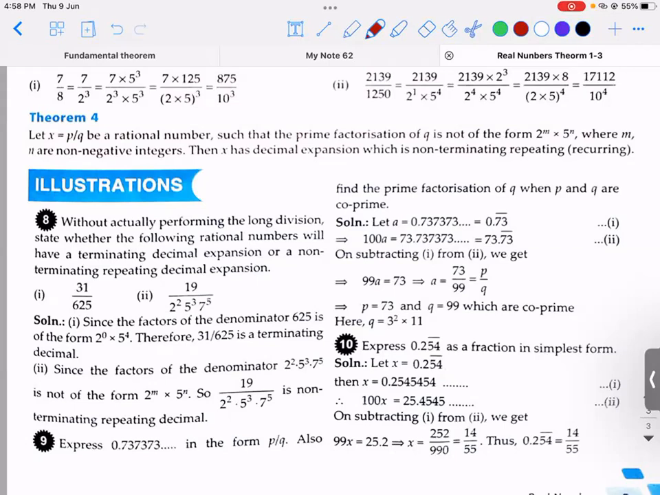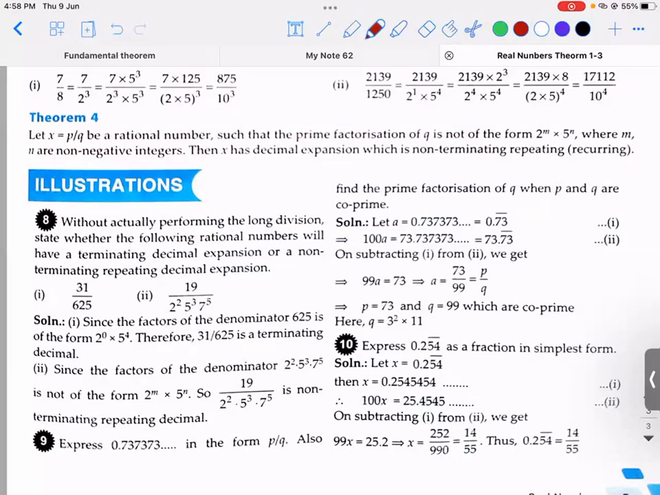So I think this one is 1.4. This one, exercise of 1.4, right? From your textbook. Can we do some problems? Without actually performing the long division, state whether the following rational numbers will have a terminating decimal or a non-terminating and repeating decimal expansion.